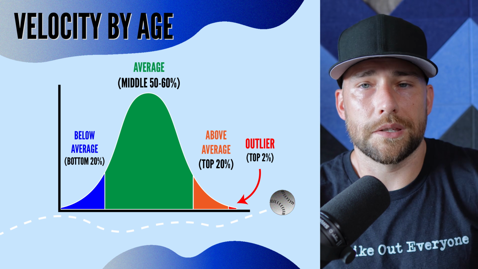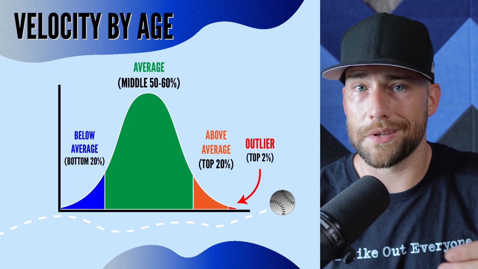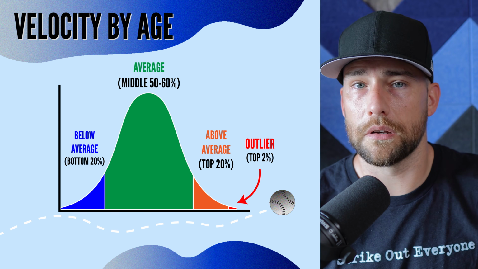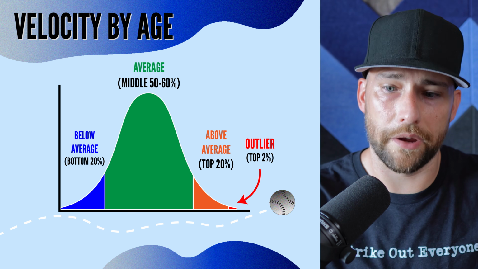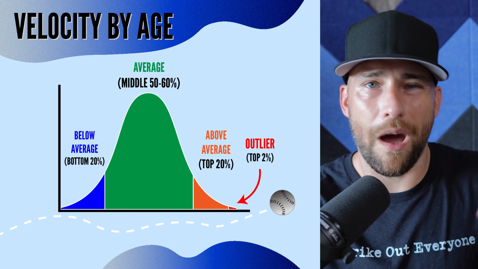So I'm going to tell you basically when you see a player who throws like 80 miles per hour at age 14, that's an outlier. That's not a normal kid. That's very exceptional. 1 out of 50 players might throw that hard. So that's kind of how I'm breaking this down.